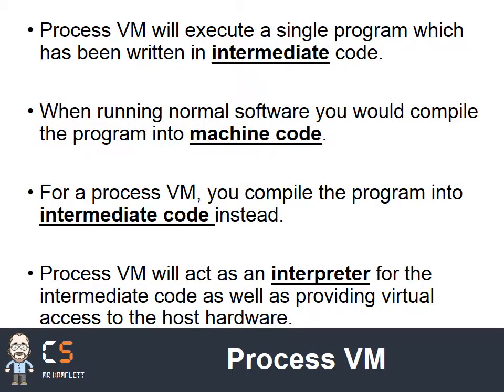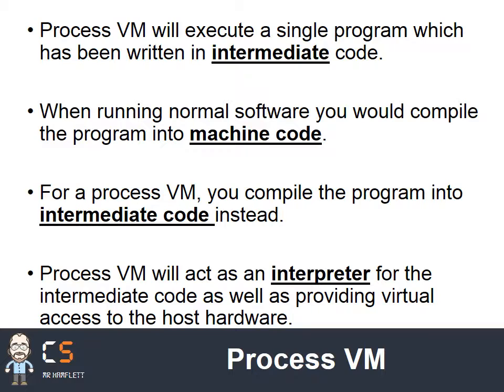Now, the last part of this is going to be looking at process virtual machines. So this will execute within a single program and will be written in intermediate code. When running normal software, you would compile the program into machine code. So if I, for example, wrote a program in C++, I compile it, it would create a machine code executable, I can then run it directly.